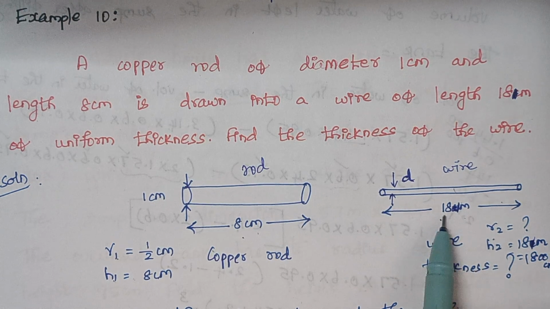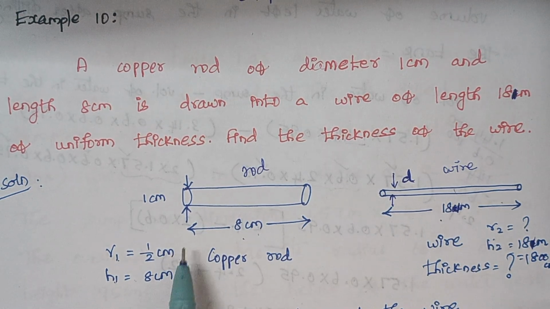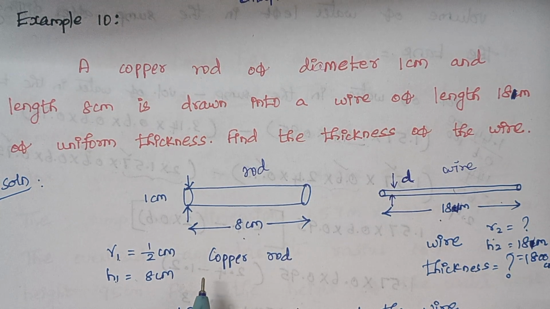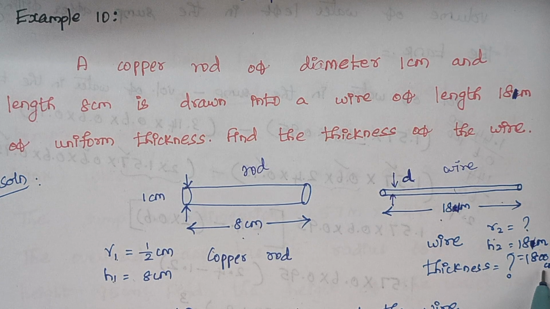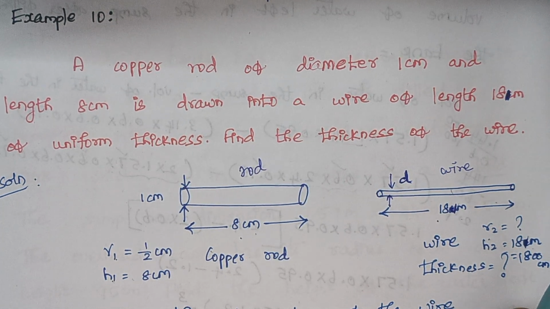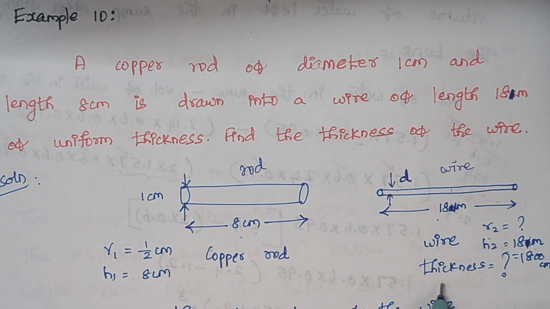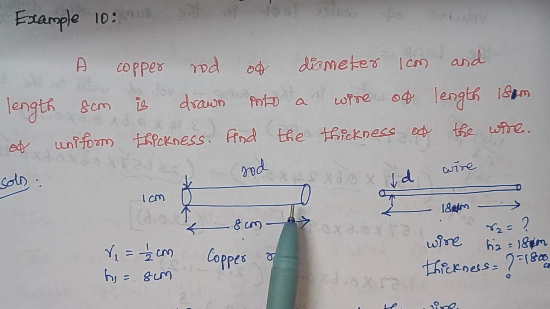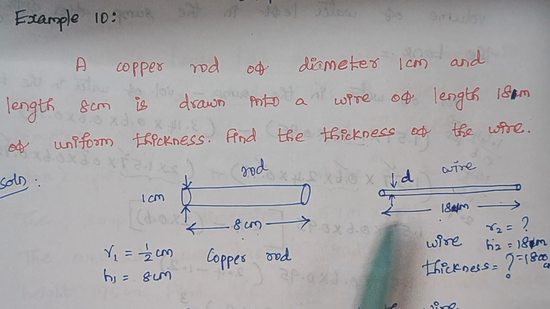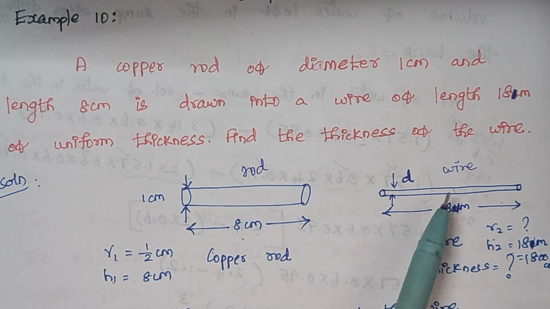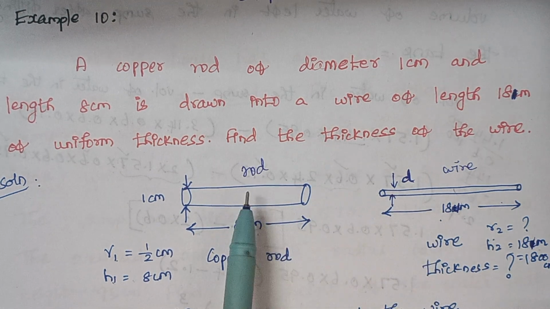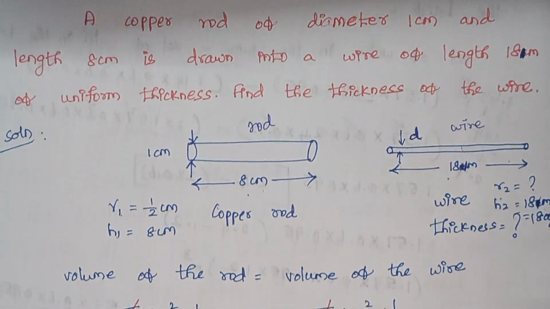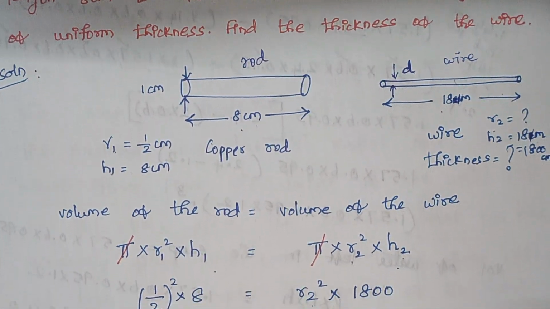So here it is given in 18 meter, but here all the parameters are in centimeters. So now we are going to convert this into centimeter. So here 18 meter is nothing but it is 1800 centimeter. So we need to find the thickness. So here you see this rod is converted into wire. Therefore, volume of the rod will be equal to the volume of the wire. And again you see both are cylinders. So you have to equate the volume of the rod to the volume of the wire.